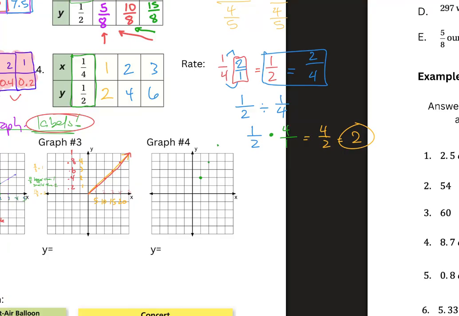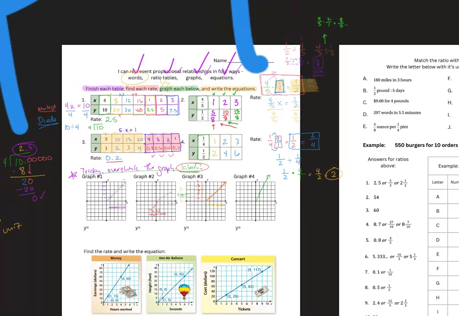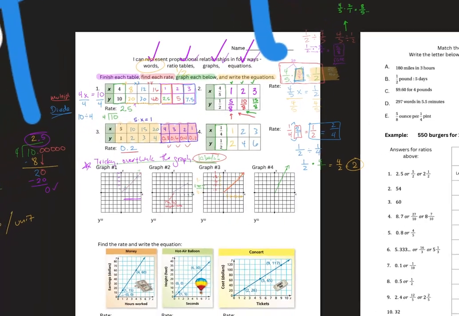Oh, okay. Well, it's off the graph, and who cares? Boom. I didn't have to label anything. I just graphed it like normal. That is 1, 2, 3, and 4. But wait, I didn't do the equations.